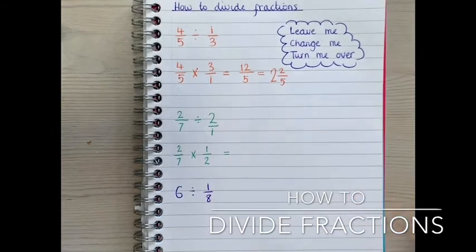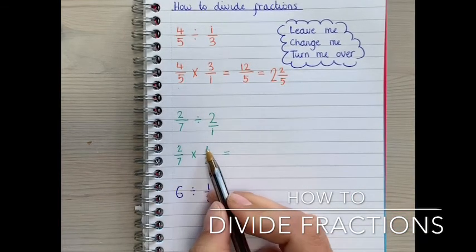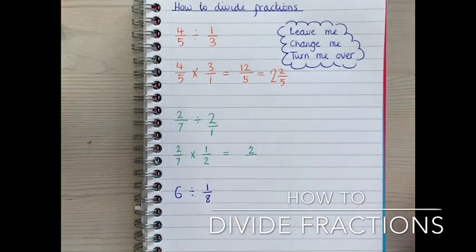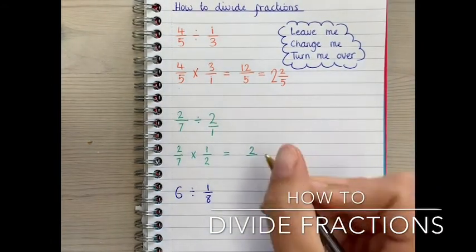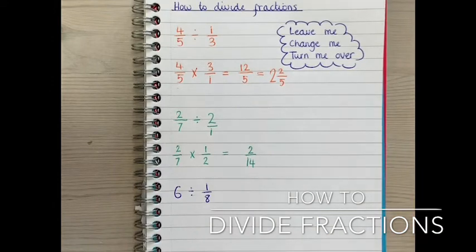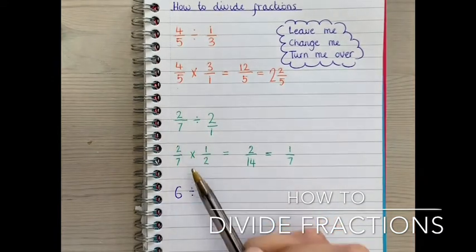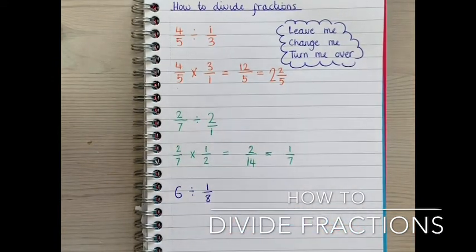Now we can multiply. So we've got 2 multiplied by 1 would give me the numerator of 2. And 7 multiplied by 2 is 14. Now we can simplify that into 1/7. So 2/7 divided by 2, 1/7.